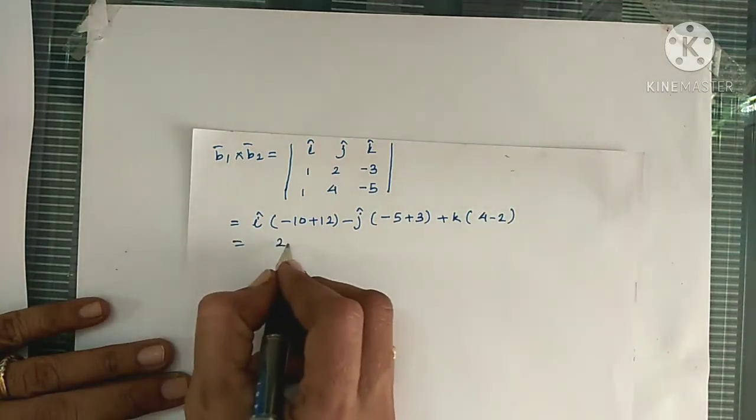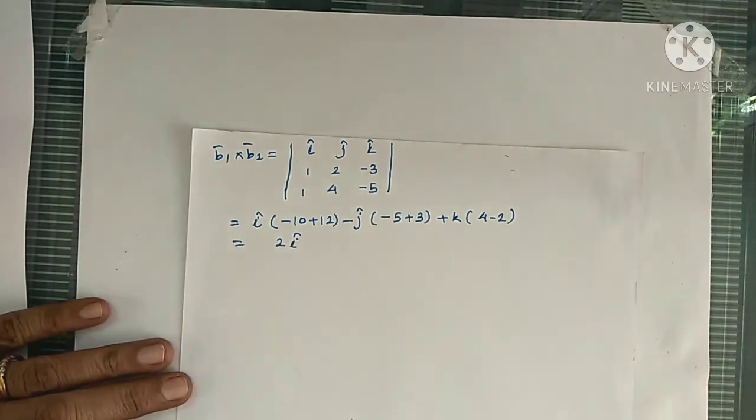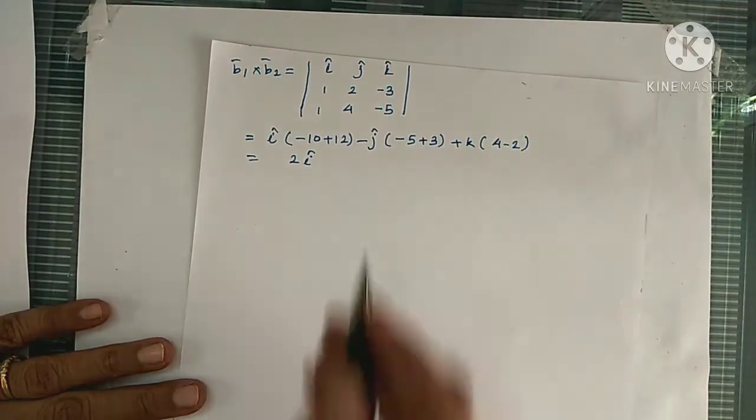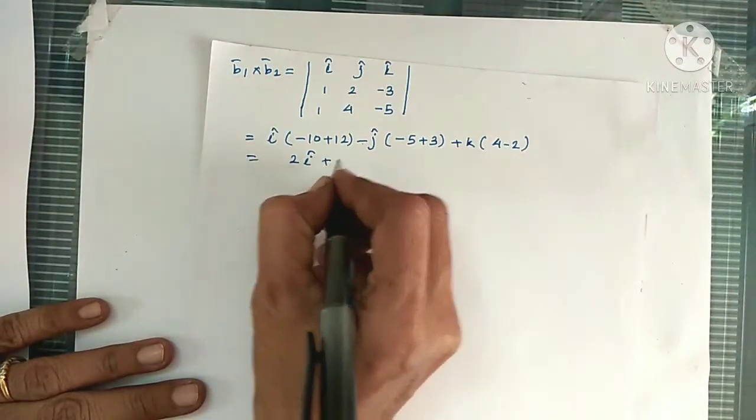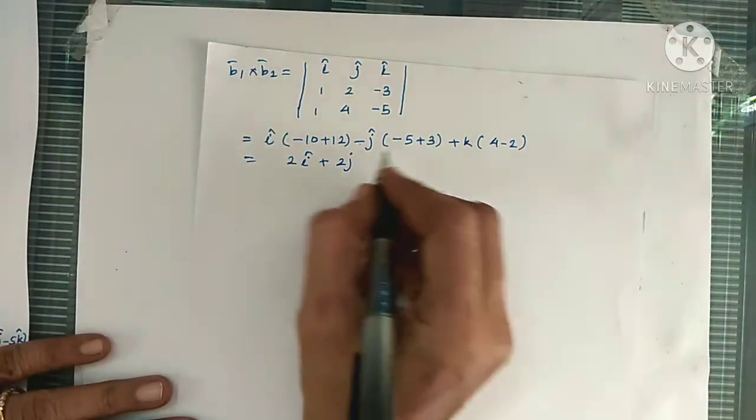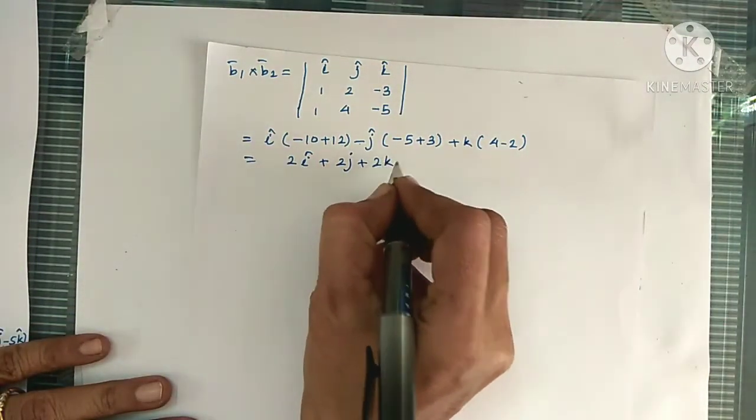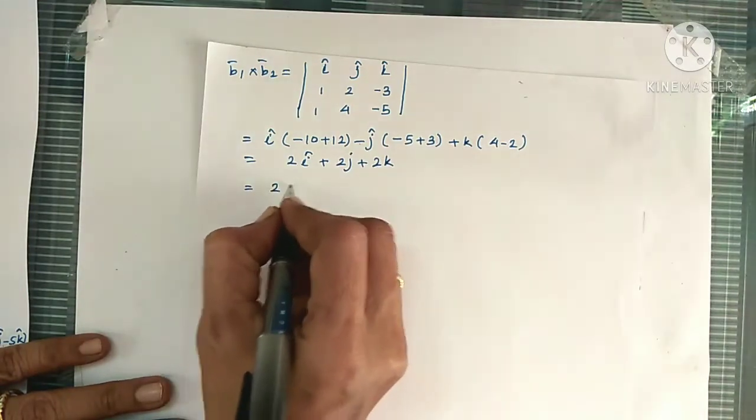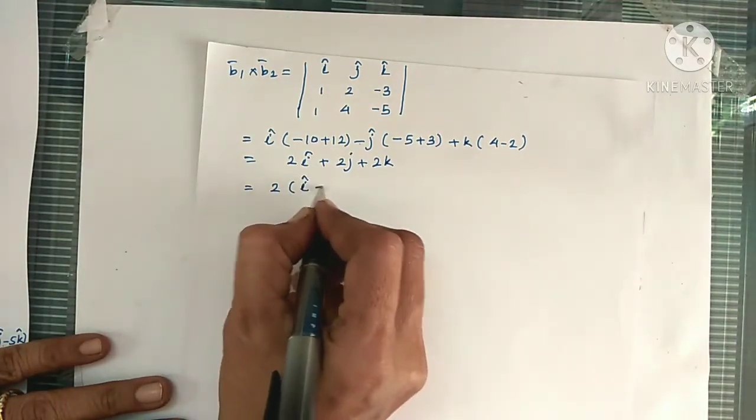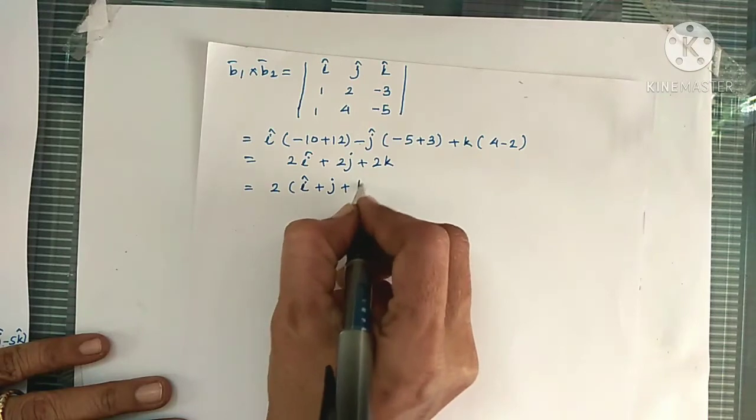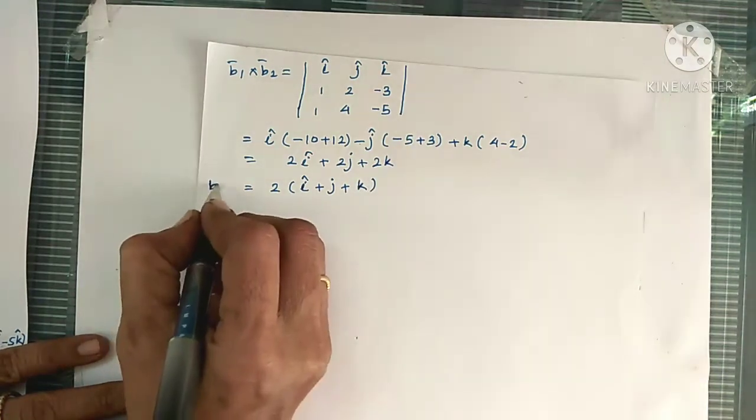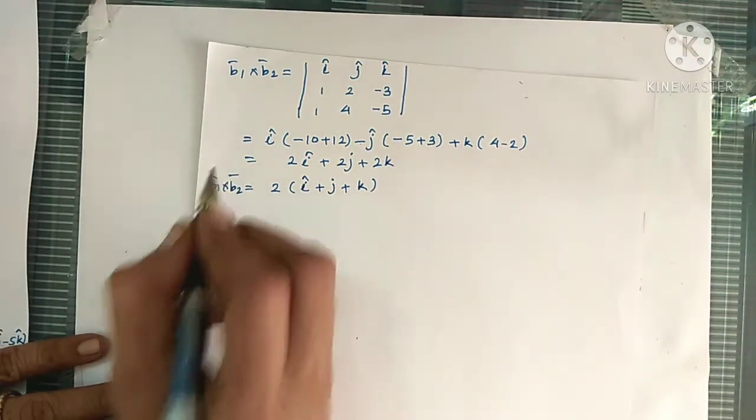So that is 2i. Minus 5 plus 3 is minus 2, but as we have minus sign here it becomes 2j, and the last one is 2k. So let's take 2 common to make it simple: 2(i plus j plus k). So now we have B1 bar cross B2 bar.